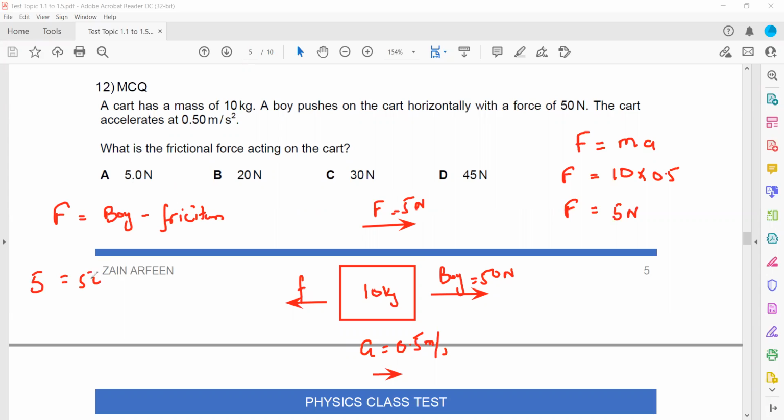The force of the boy is 50 and the friction force is F. This F will move to the other side and 5 will be on the right hand side. So it will be 50 minus 5, because F moved to the other side becomes plus F, and 5 moved to the right side becomes minus 5. So 50 minus 5 equals 45 Newton. So B is the right answer for this.